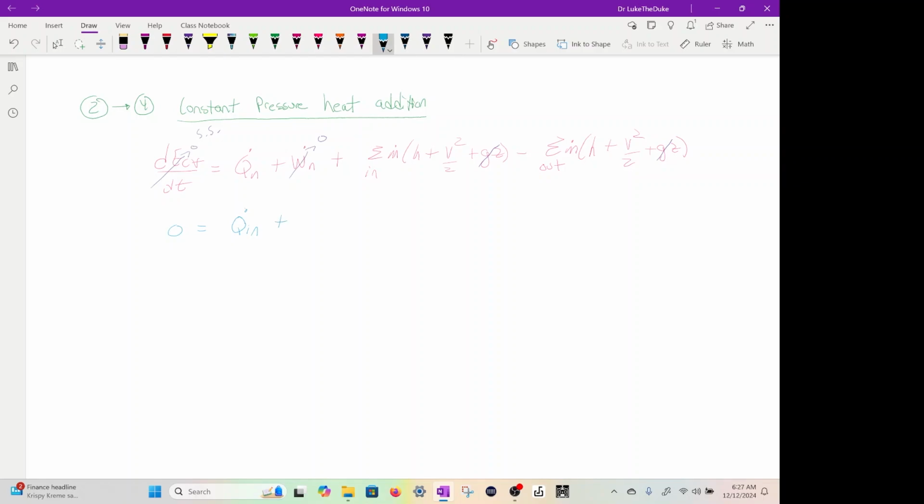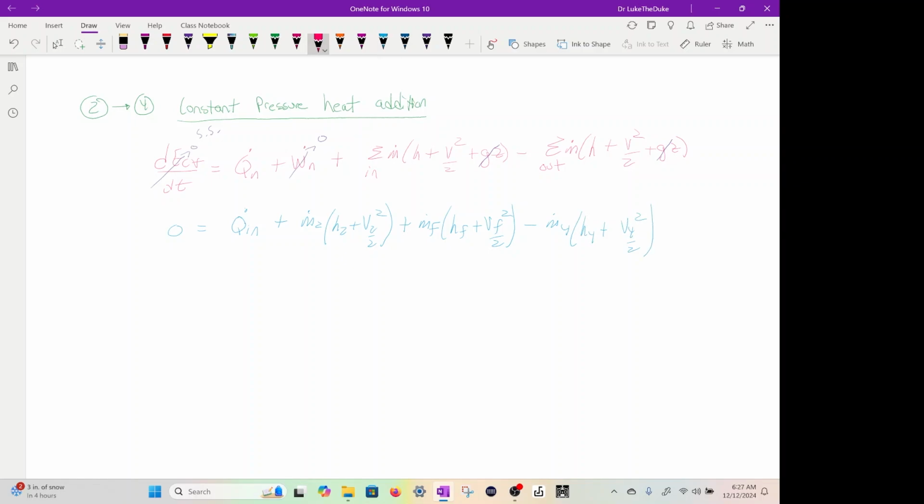we have two terms coming in. We have the air from 2 and then the fuel coming in. So we have m dot 2 times h2 plus V2 squared over 2, plus m dot of the fuel, hf plus Vf squared over 2, and then we subtract m dot 4 times h4 plus V4 squared over 2.